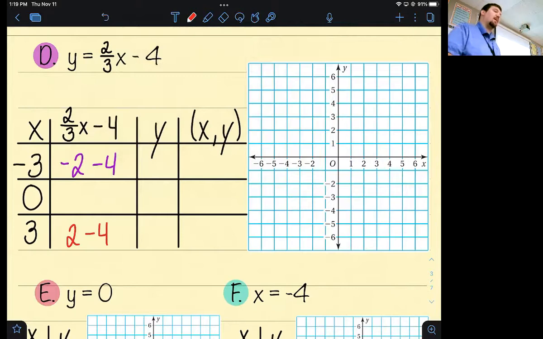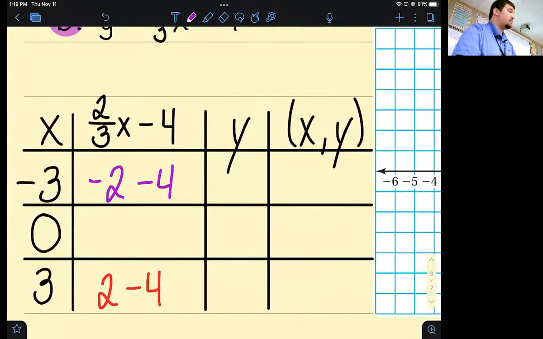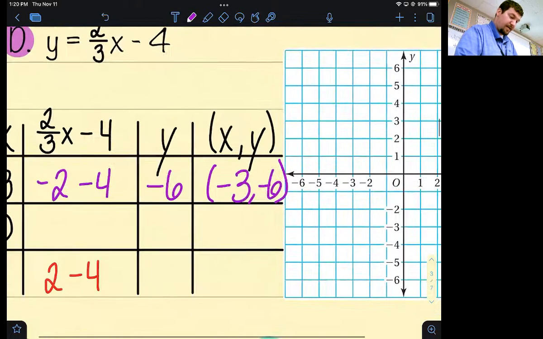So again, I didn't plug in 1, 0, -1, just because it'd be really difficult to graph 2/3 on this really small number line. So let's go back up to plugging -3 in. 2/3 of -3 is -2. What's -2 minus 4? -6. So -3, -6 is one of the points that I want to graph, down here in quadrant 3.